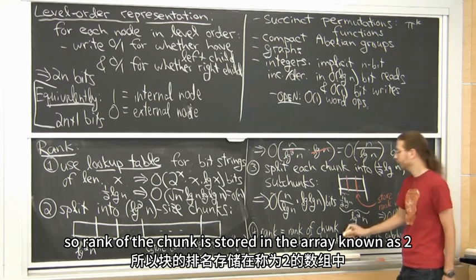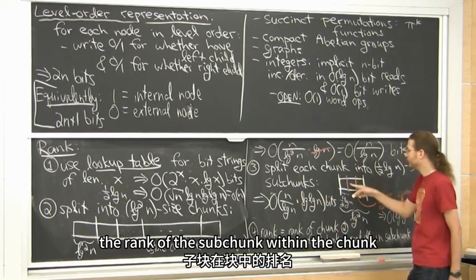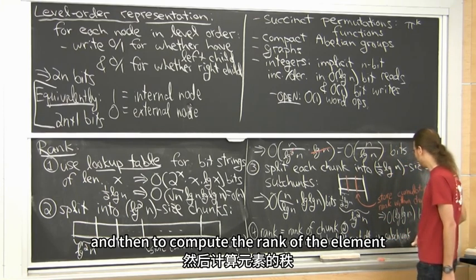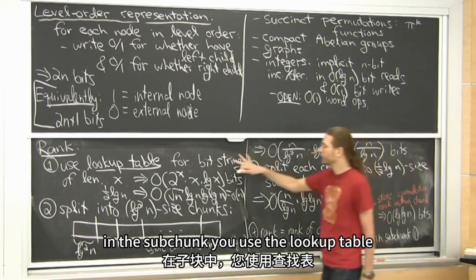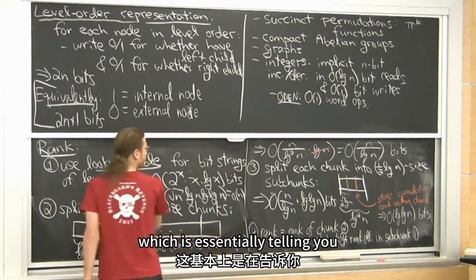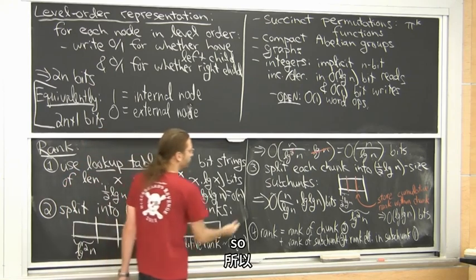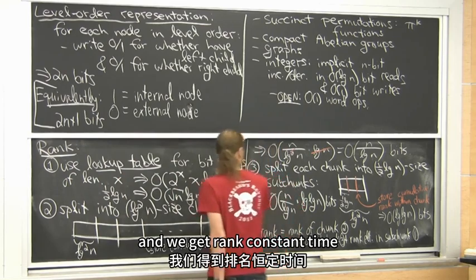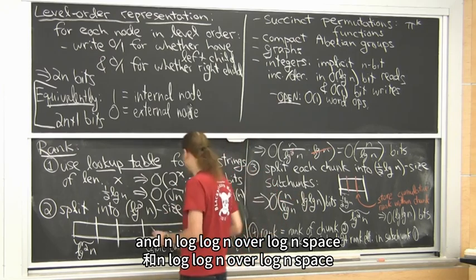So rank of the chunk is stored in the array known as 2. The rank of the subchunk within the chunk is stored in the array known as 3. And then to compute the rank of the element in the subchunk, you use the lookup table, which is essentially telling you for every possible subchunk what the answers are. So 3 times a constant is a constant. And we get rank, constant time, and n log log n over log n space.